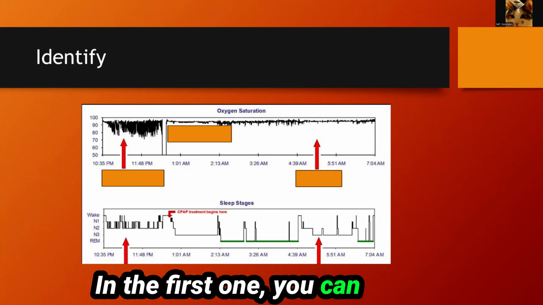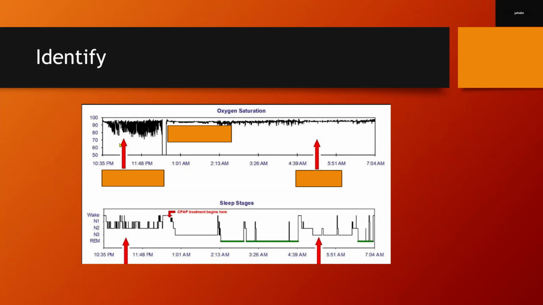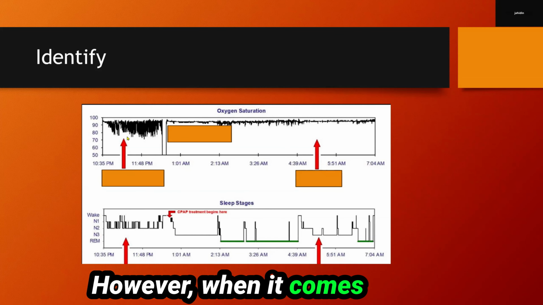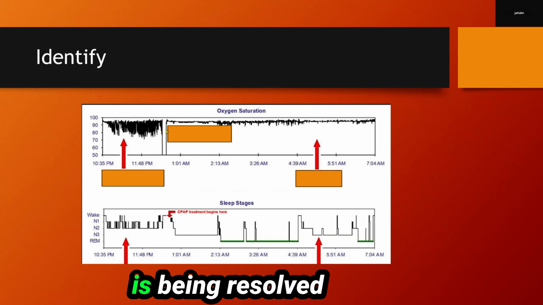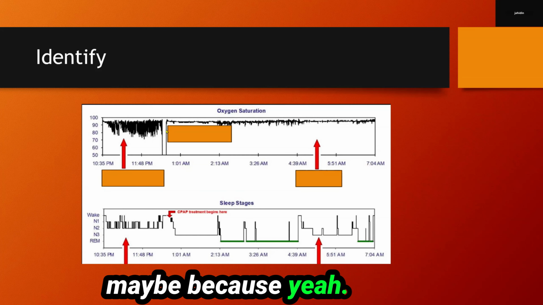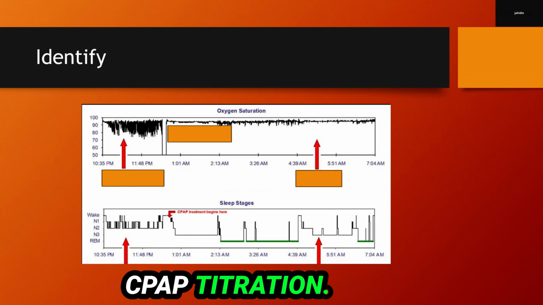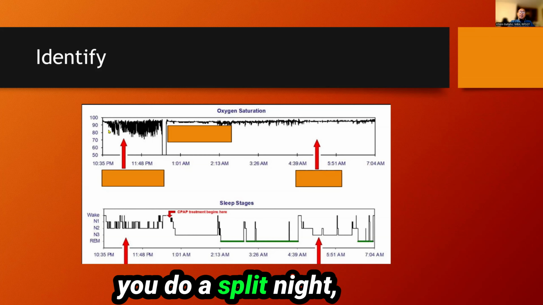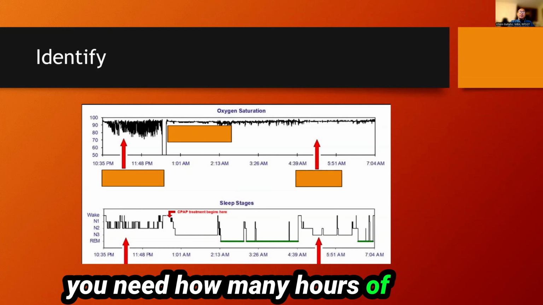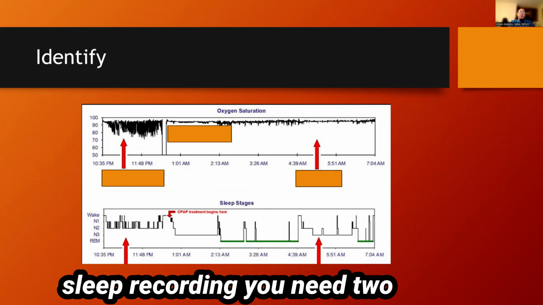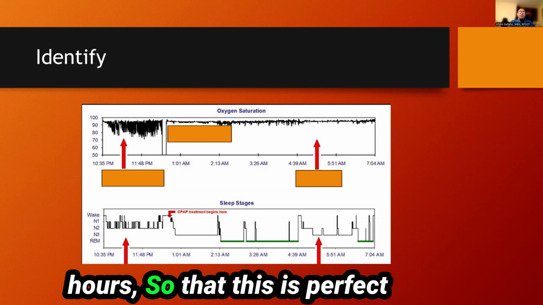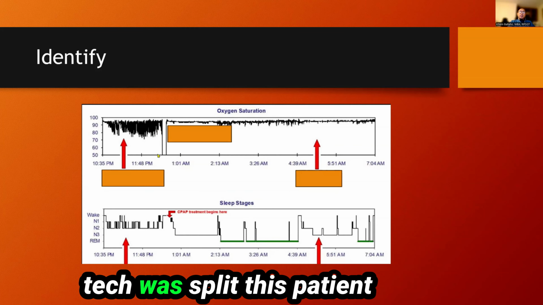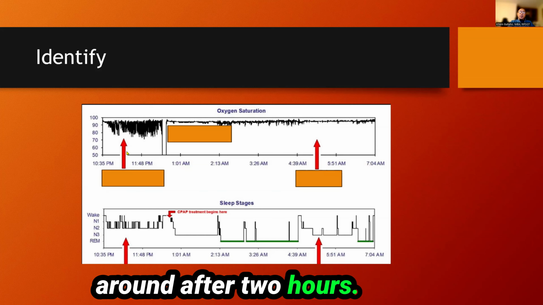At first glance, you can see there's a lot of desaturation, especially from 10 to 11. However, when it comes to 1 a.m., desaturation is being resolved, maybe because the CPAP titration began. Yes, very good observation. And typically, when you do a split night, you need how many hours of sleep recording? You need 2 hours. So this is perfect, because whoever the tech was split this patient after 2 hours.